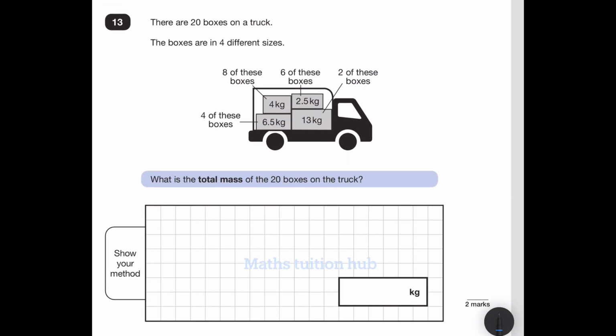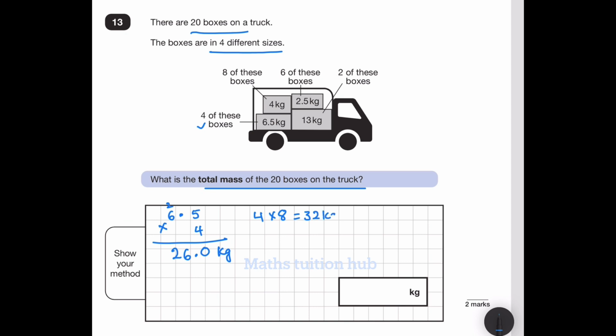There are 20 boxes on a truck. The boxes are in 4 different sizes. 4 of these boxes are 6.5 kg each. We need to find the total mass of the 20 boxes. So 6.5 kg each, 4 of them. 4 times 5 is 20, and 26 with the decimal point, so 26 kg. And the next one is 8 boxes, 4 kg each, 4 times 8, which is 32 kg.